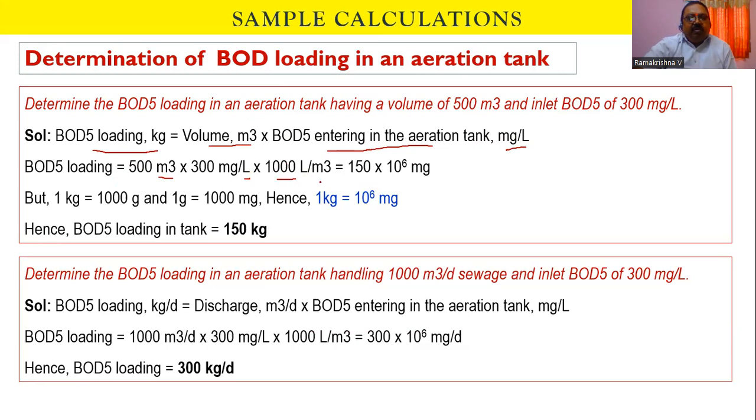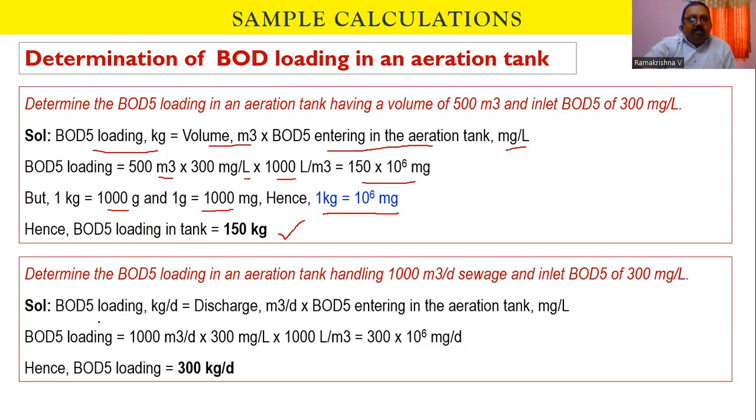And finally, what you are going to get is 150 into 10 to the power of 6 milligrams. But milligram is a very small unit, so we convert into higher values. 1 kilogram is equal to 1000 grams and 1 gram is equal to 1000 milligrams. Hence 1 kilogram is equal to 10 to the power of 6 milligrams. So you divide this 150 into 10 to the power of 6 milligrams by 10 to the power of 6 milligrams per kilogram. What you are going to get is 150 kilograms.